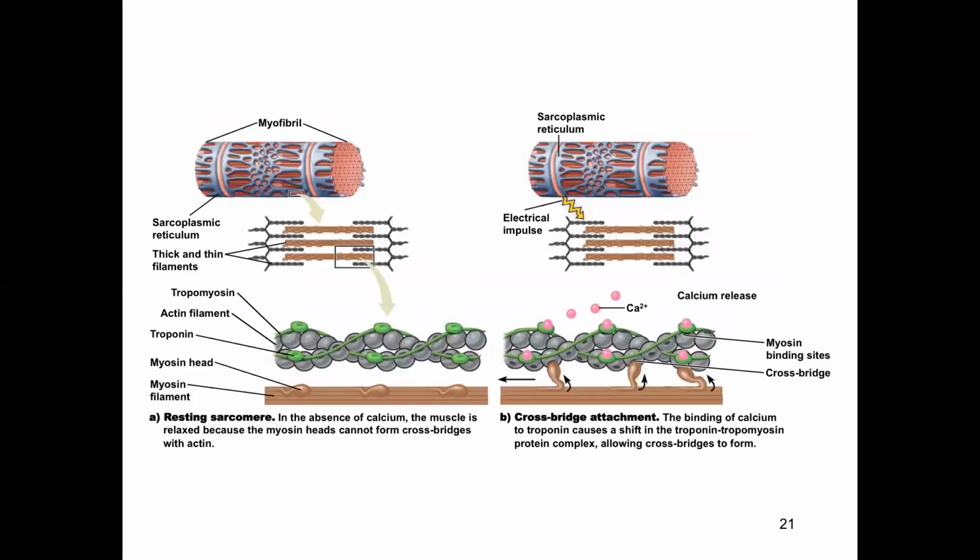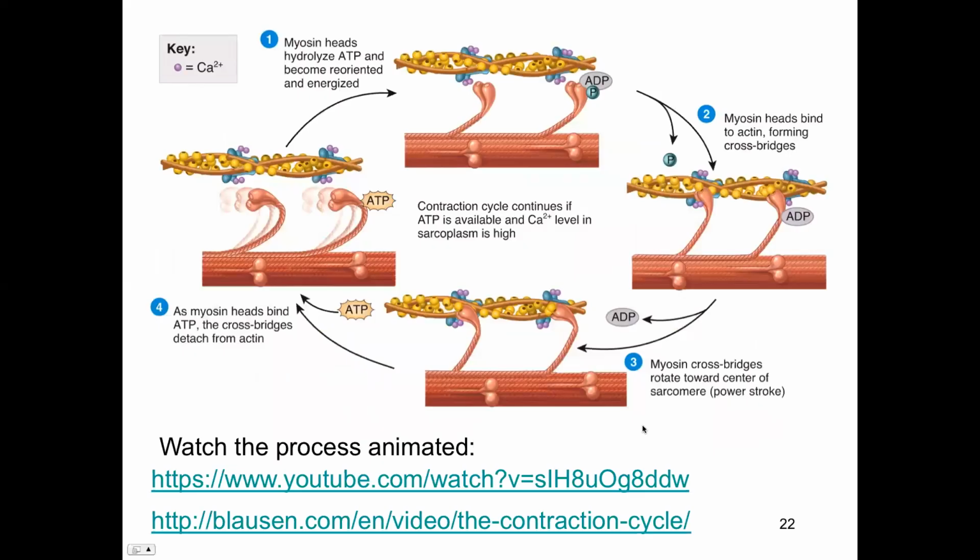So here we can see the difference. We see relaxed muscle, the binding sites covered up by troponin and tropomyosin, which now in this picture are green. And then with the addition of calcium, we can see that the binding sites are revealed, and that then allows for the myosin head groups to interact. And this is called a cross bridge, when the head groups are binding to the actin. Now, the act of the head groups walking along the actin is called the cross bridge cycle.